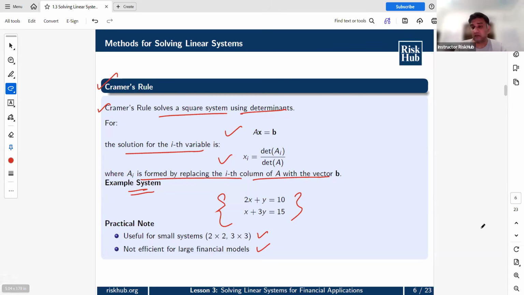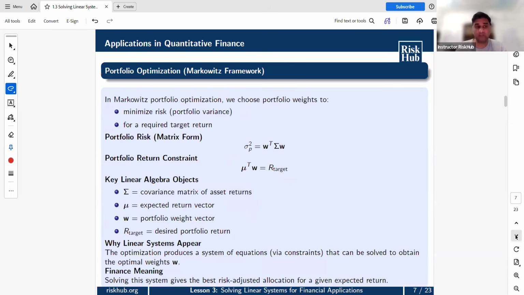Okay. Then once we have done that, we move to the next part, which is portfolio optimization, the Markowitz framework, right? So again, we enter the true finance territory here. This is again one of the most important ideas. Objective is that you choose weights minimizing your risk, subject to your target return. That creates modern portfolio theory. Again, we choose portfolio weights to minimize risk for a required target return, right?